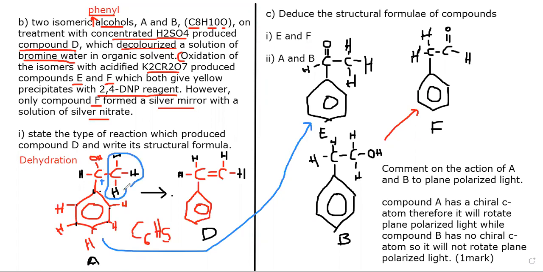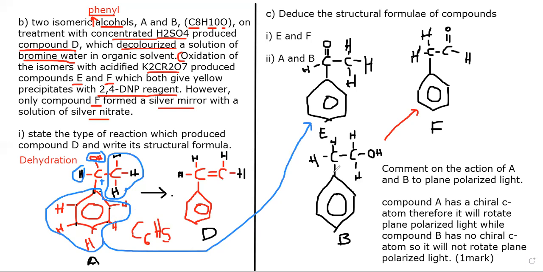So this carbon has 3 hydrogens, so it cannot be chiral. Then none of these in the ring are chiral either. But this carbon here has a methyl group, an OH group, a hydrogen, and the entire benzene ring, right? We consider that a group. So this carbon is chiral, it has 4 different groups, right? So this alcohol here has a chiral center, so it will rotate plane polarized light.